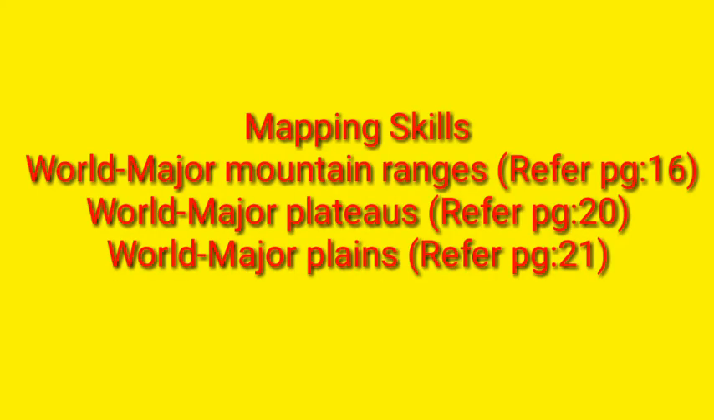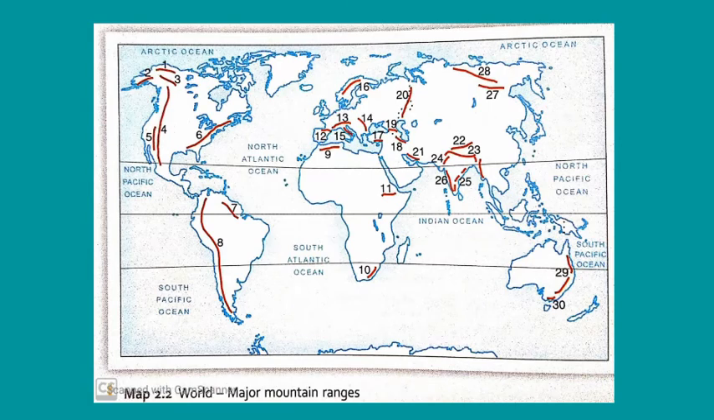Children, before we get to know how mountains, plains and plateaus are formed, let us do mapping skills. The mapping skills would really help you to visualize where the mountains, plateaus and plains are located in the world when I explain in the lesson. So when we do map pointing of the mountain ranges, refer page 16 in the textbook, plateaus page 20, and for plains refer 21 when I explain the mapping skills. Children, open page 16 in your textbook and follow the mapping skills.